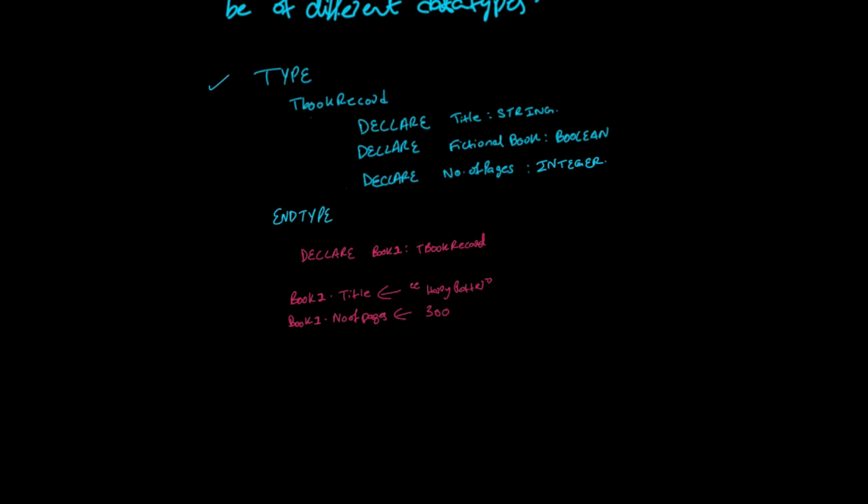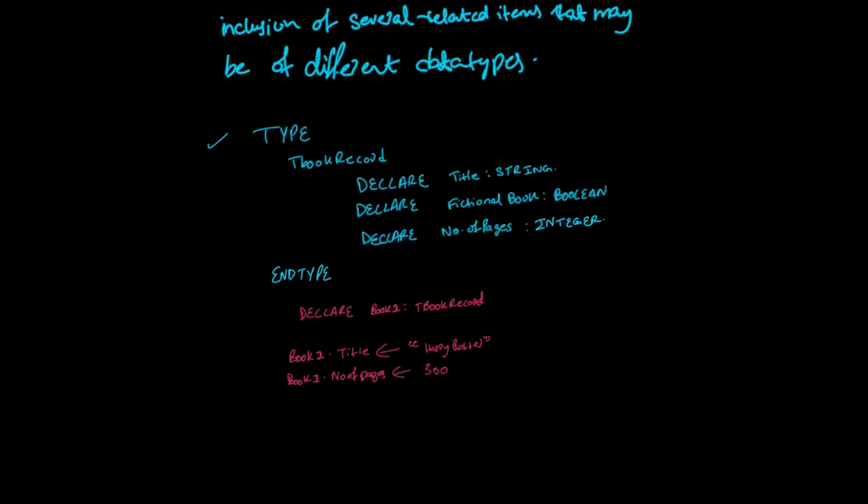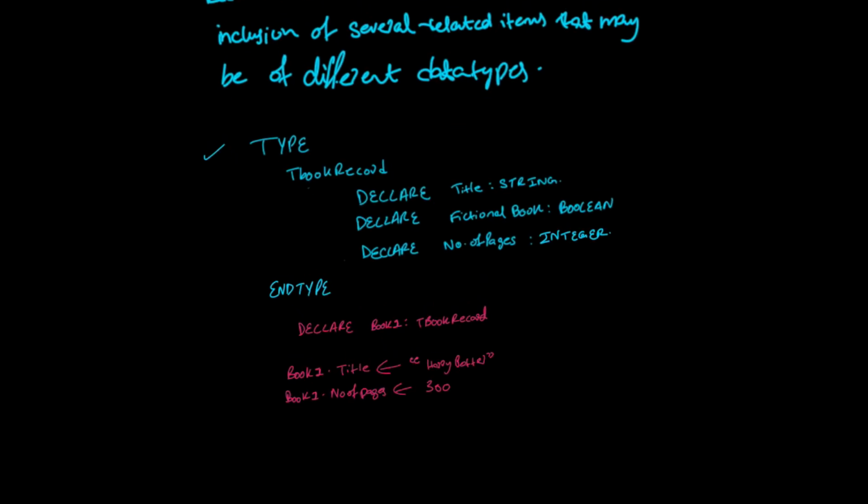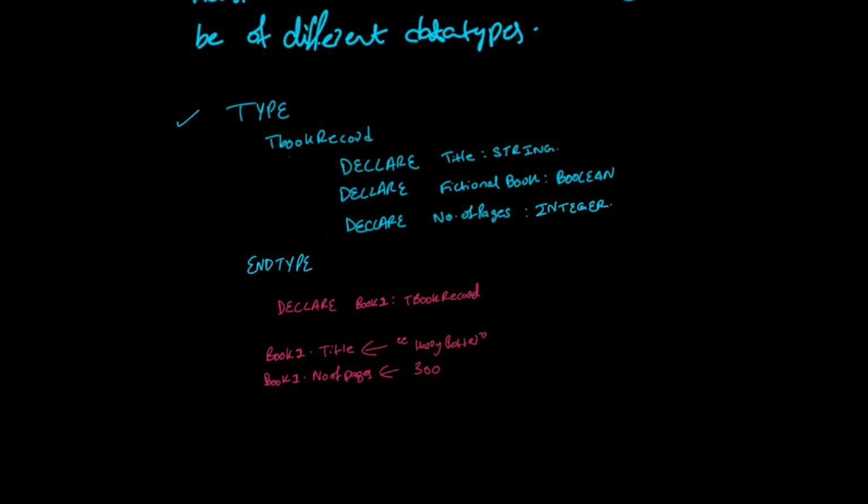So this is how you work with records. You first declare what kind of data types are going to be present with certain variables, and then you end type, then you declare the first book or something like that, a student record or a student one record. And then after that you add values to it.